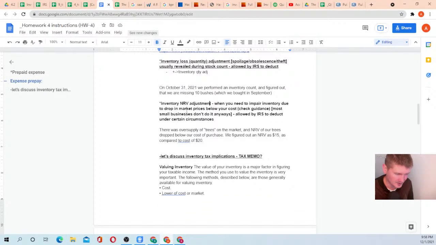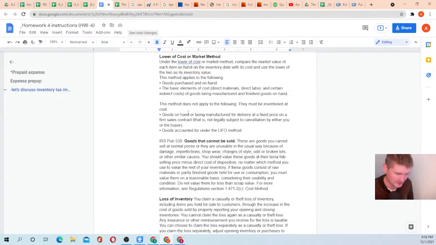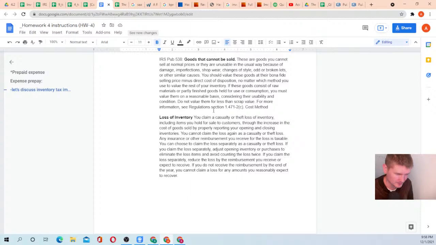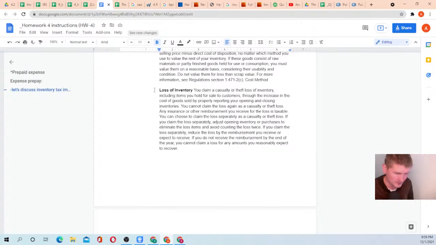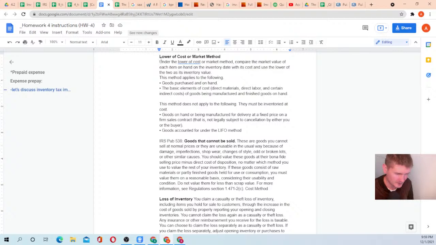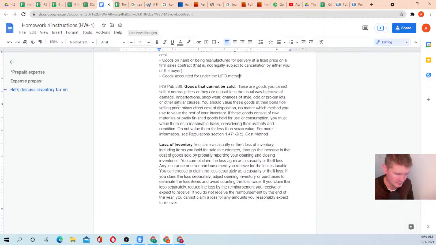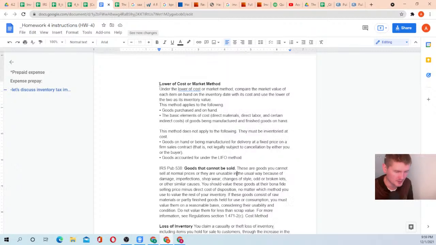Okay, so we covered that. I copied all of that in the homework. So loss of inventory, the lower cost or market method, goods that cannot be sold, and NRV is when you actually can sell the goods. You probably will sell them with some small loss. So you can use NRV when you apply the lower cost or market method from the IRS, and you can deduct your inventory impairment.